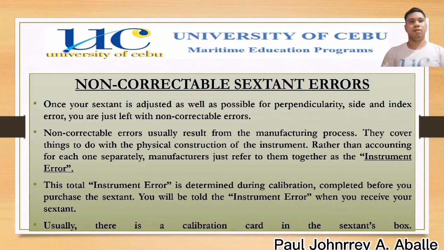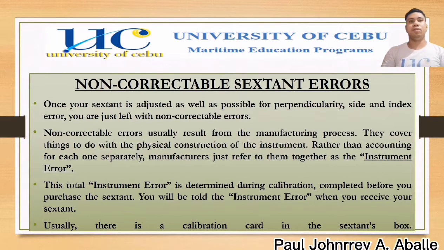Non-correctable sextant errors. Once your sextant is adjusted as well as possible for perpendicularity, side and index error, you are just left with non-correctable errors. Non-correctable errors usually result from the manufacturing process. They cover things to do with the physical construction of the instrument, rather than accounting for each separately. Manufacturers just refer to them together as the instrument error.